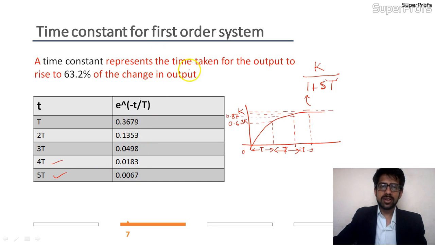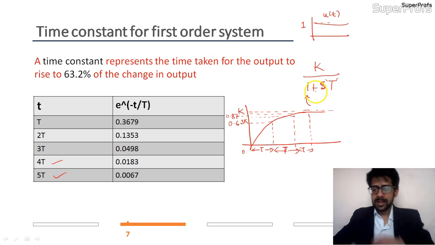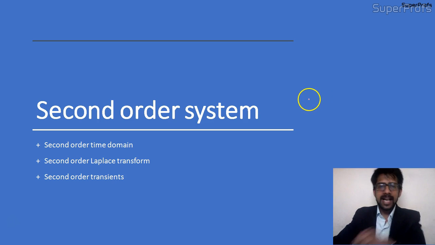Remember, all this analysis is done for step input, that is, input is equal to u of t. Let us go forward and see the second order systems. We will be studying the time domain analysis of second order system. Not analysis, we'll just see the representation of second order system in time domain.